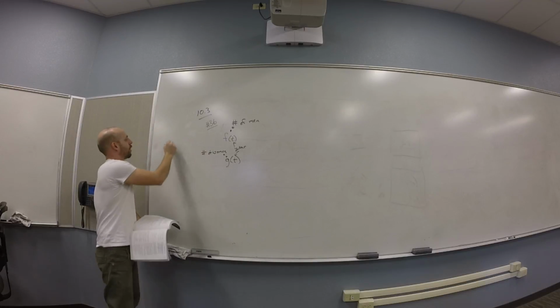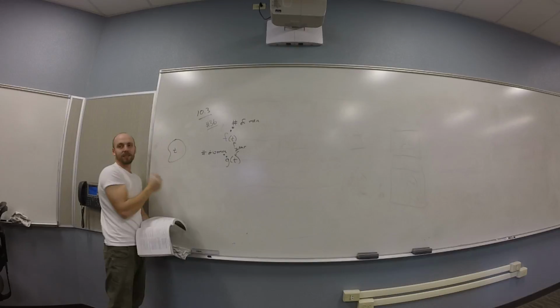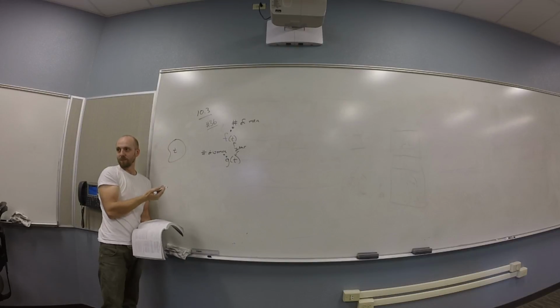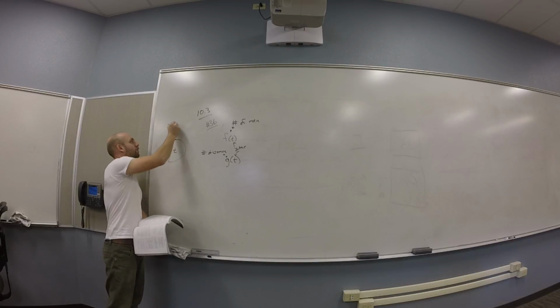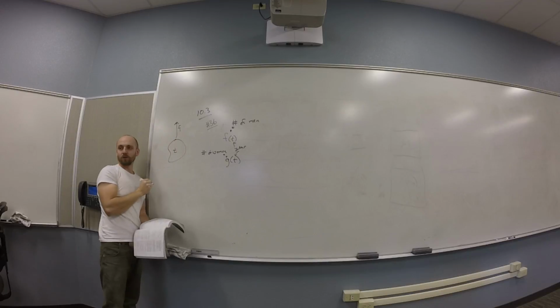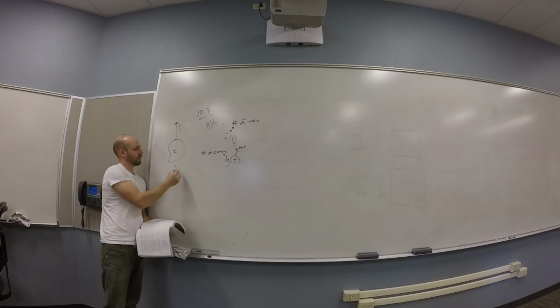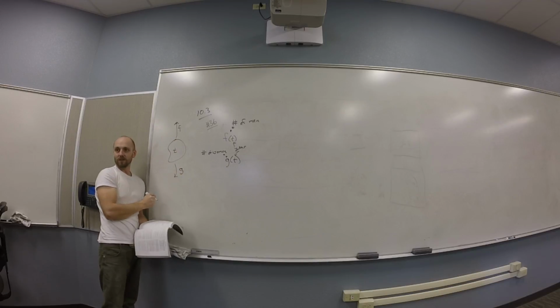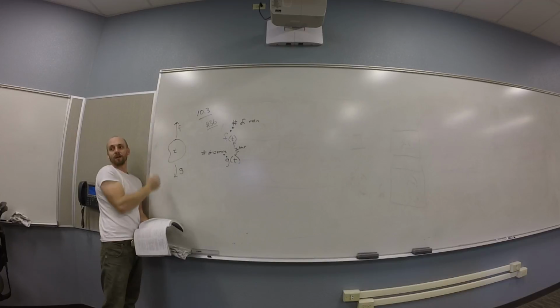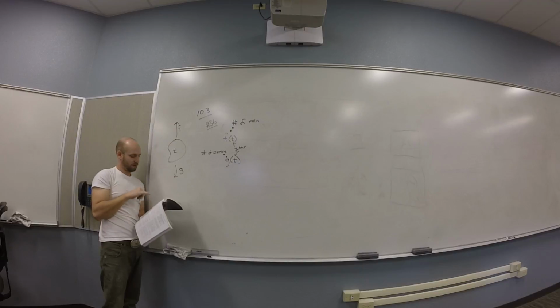So bubble diagram wise, I have some kind of T place, like a place where years live. And I have two functions. F goes one direction, G goes another. This is going to be a number of men. This is going to be a number of women. You guys all good with that?